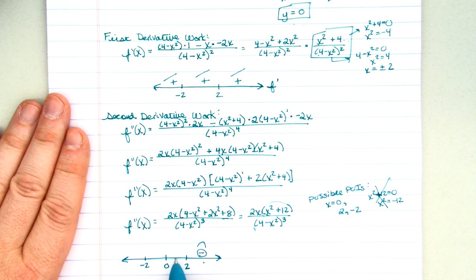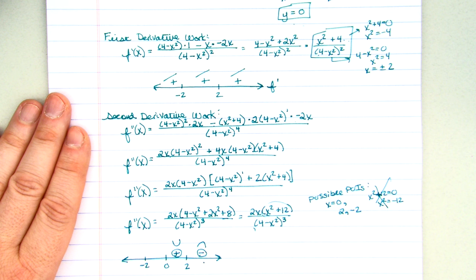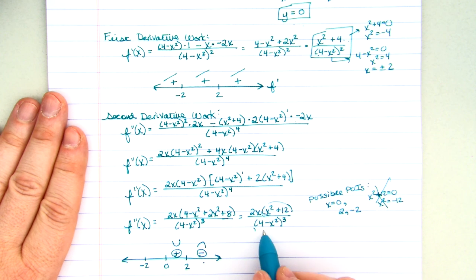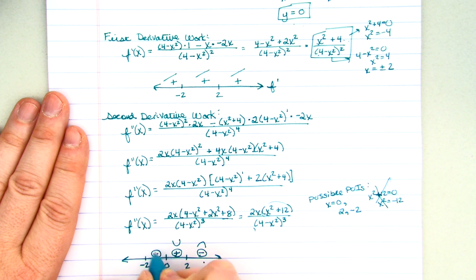Concave down there. I'm going to plug in 1. 2 times 1 is positive. 4 minus 1, positive. Cubed is positive. Positive over positive will give me a positive. Concave up there. Plug in negative 1. 2 times negative 1 is negative 2 over 4 minus negative 1 squared. That's a positive. Cubed is a positive. Negative over positive will give me a negative.